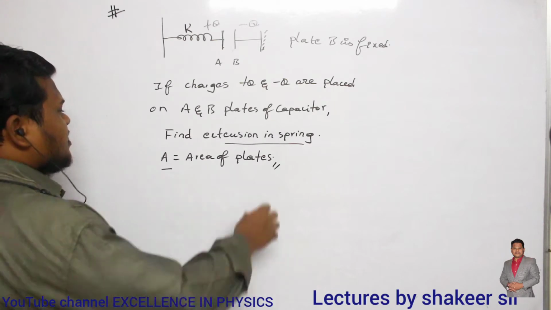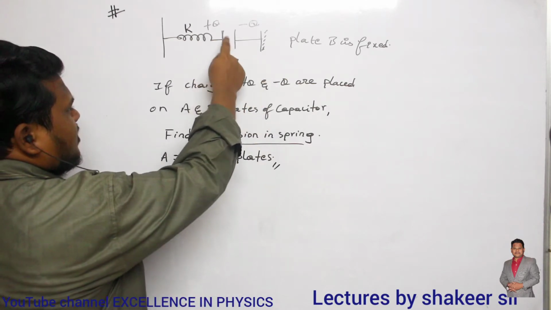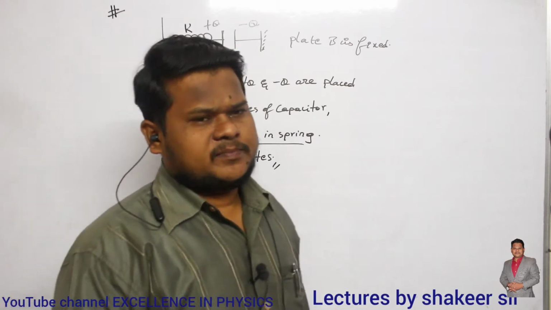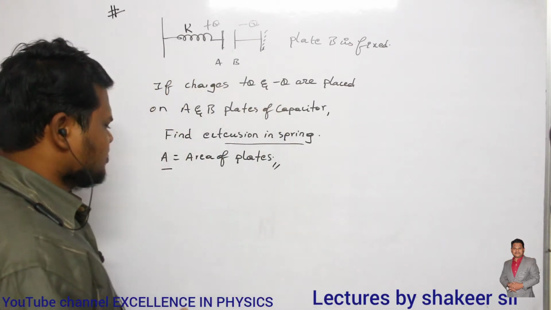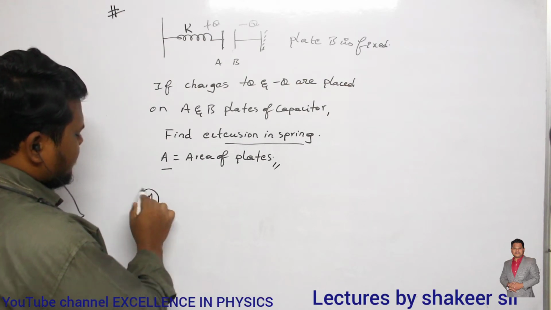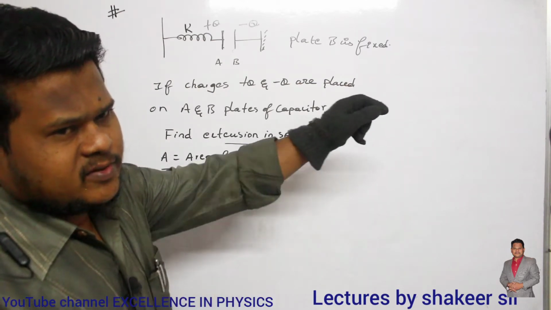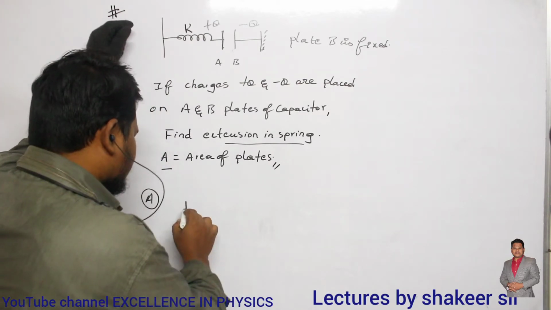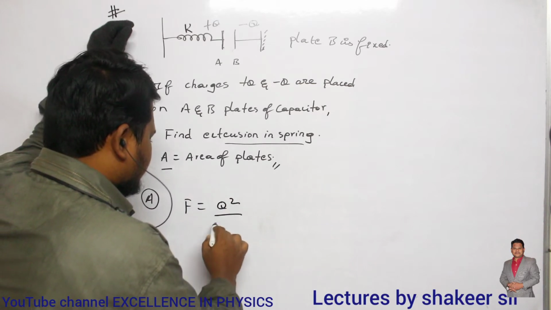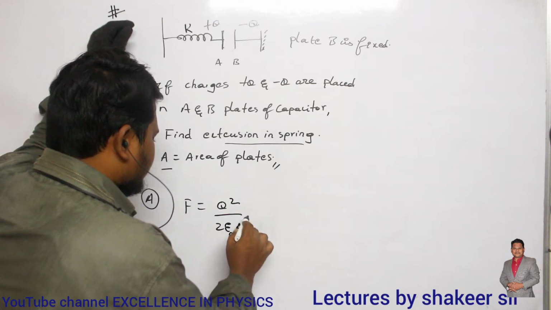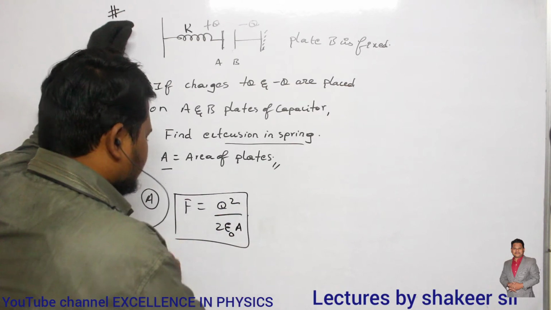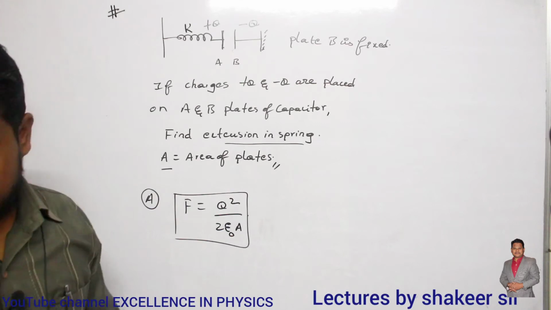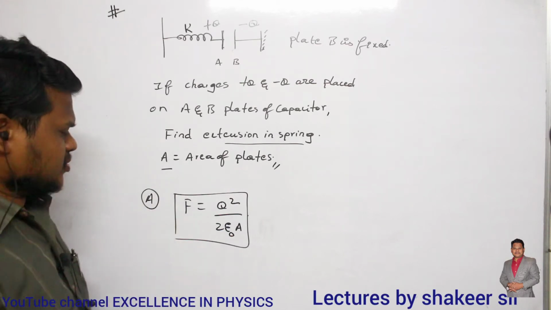Yes, immediately when charges are given, this is a positive plate, this is a negatively charged plate. So definitely there will be some force of attraction between them. Immediately these plates start attracting, and already we have derived the equation for force of attraction between the plates. Do you remember? What is the equation for force of attraction between the plates? F is equal to Q square divided by 2 epsilon naught into A. This is the value. Clear, ma? So the force of attraction between the plates is F equals Q square divided by 2 epsilon naught into A.